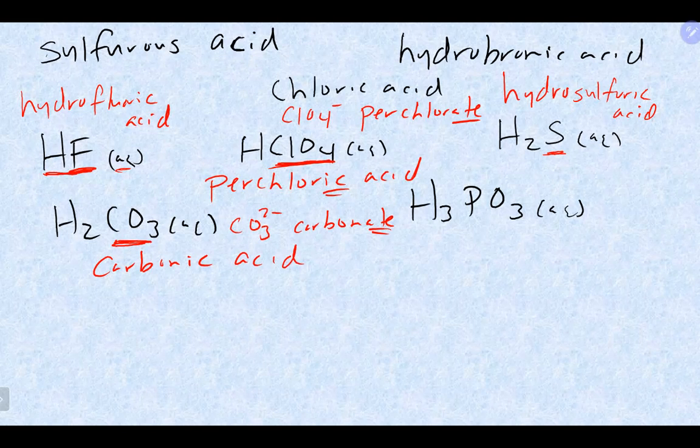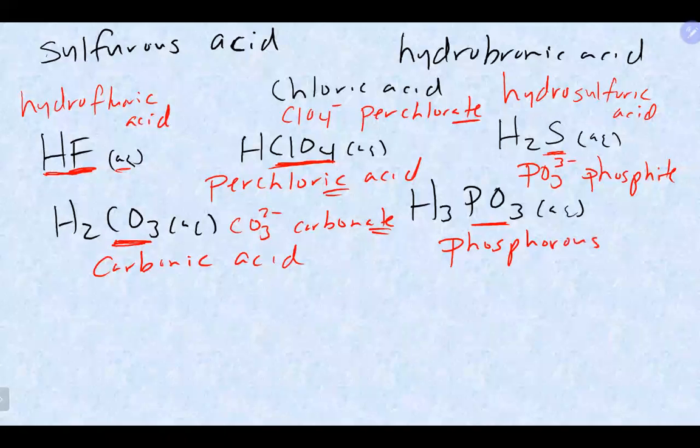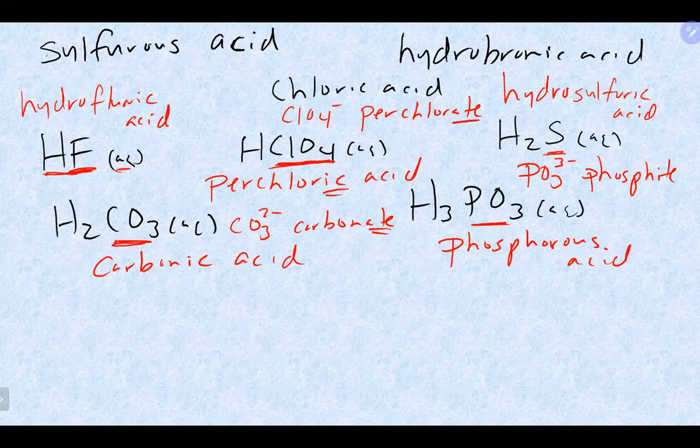Lastly, in terms of the naming part, we have this one, which is actually PO3 3 minus. That is phosphite, ITE, which means that this would be phosphorous acid. Any questions on any of those names there?